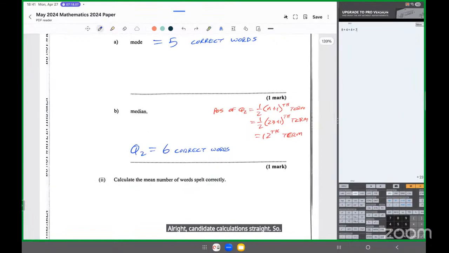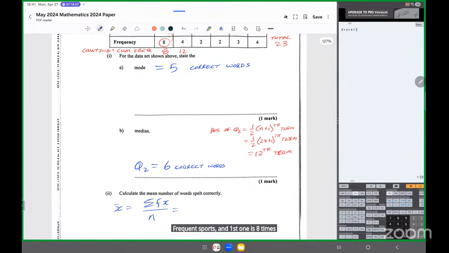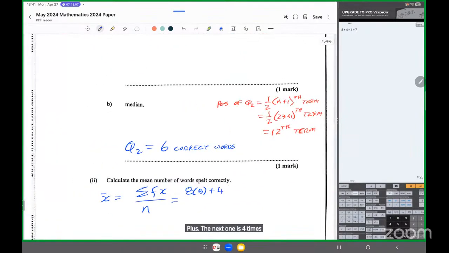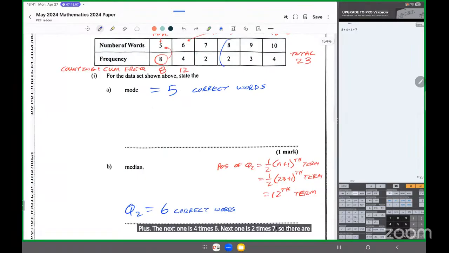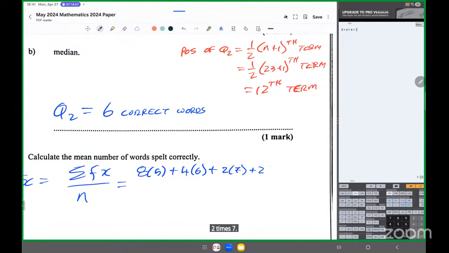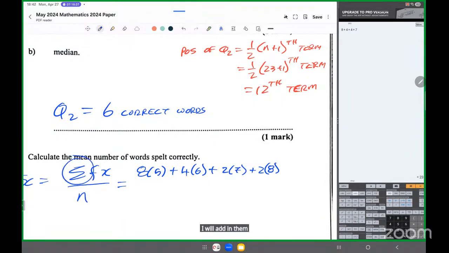So this becomes equal to, see here now, the mean is the sum of the frequency times the score divided by the number of scores. Frequency times the score. So the first one is 8 times 5. You can add them up right here. So 8 times 5 plus the next one, 4 times 6. Next one is 2 times 7 and then 2 times 8. That's the sum of fx. We calculate f times x, f times x, f times x, and we're adding them up. This means we add them up, the sum of fx.